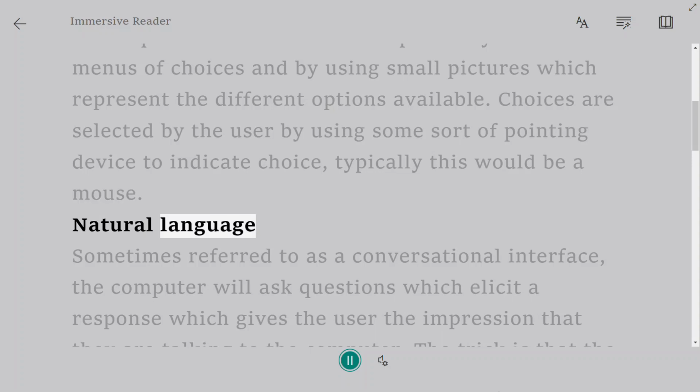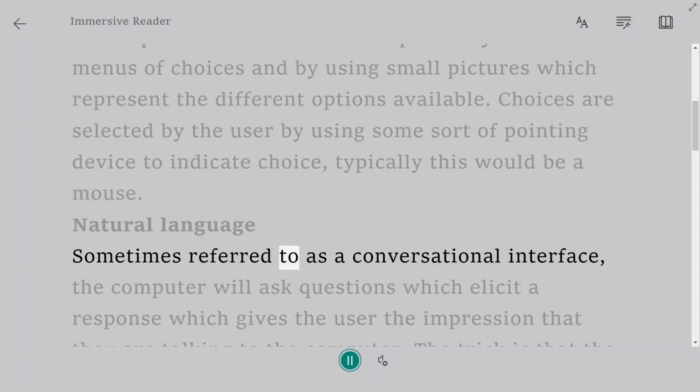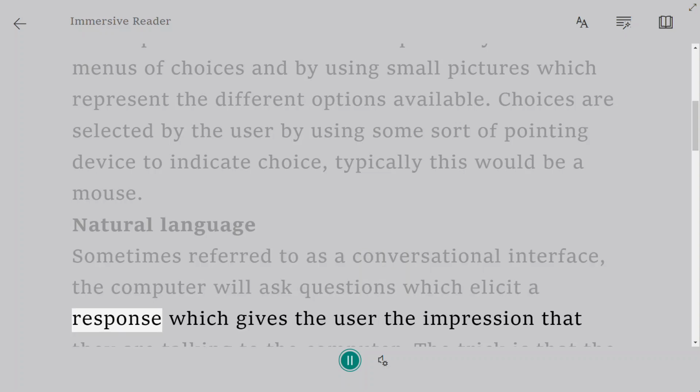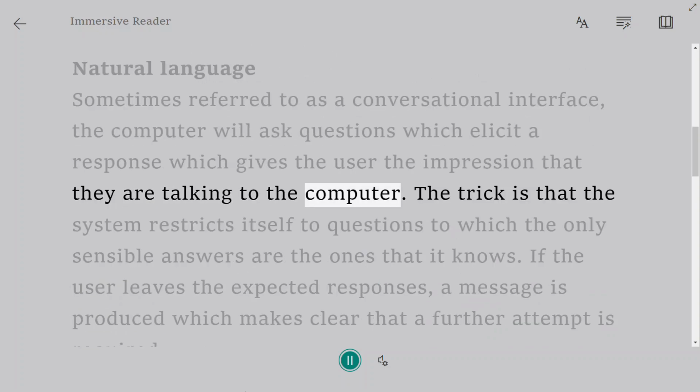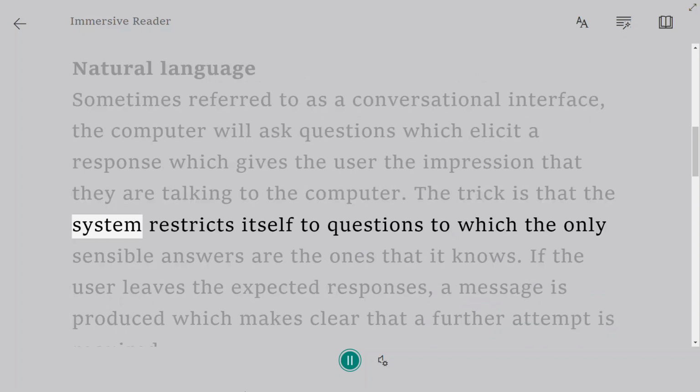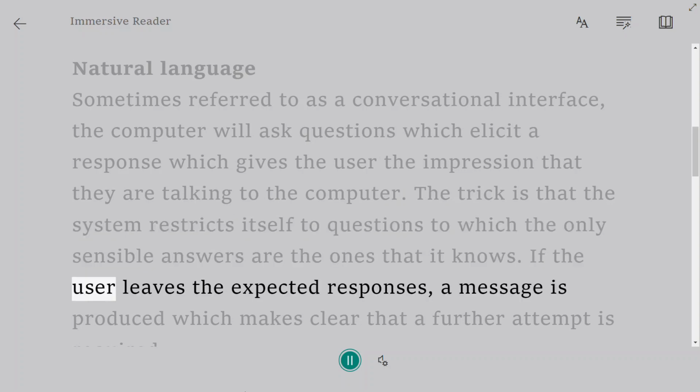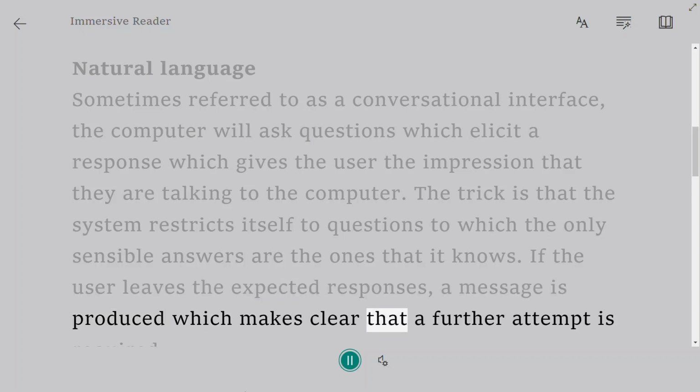Natural language. Sometimes referred to as a conversational interface, the computer will ask questions which elicit a response which gives the user the impression that they are talking to the computer. The trick is that the system restricts itself to questions to which the only sensible answers are the ones that it knows. If the user leaves the expected responses, a message is produced which makes clear that a further attempt is required.